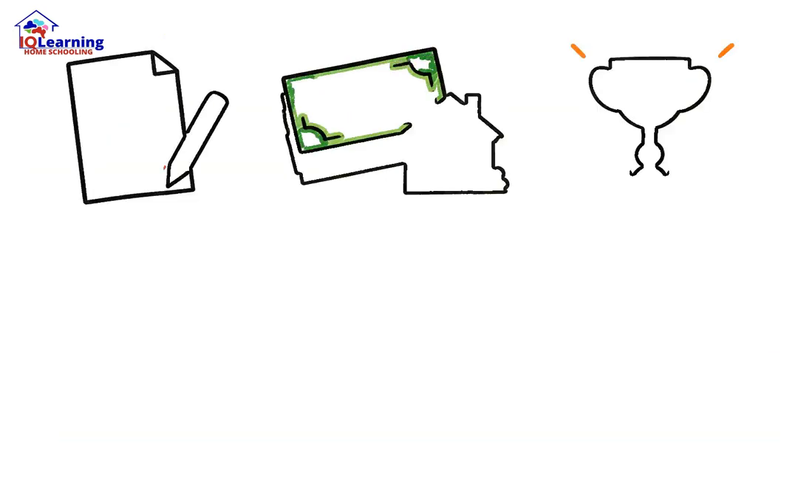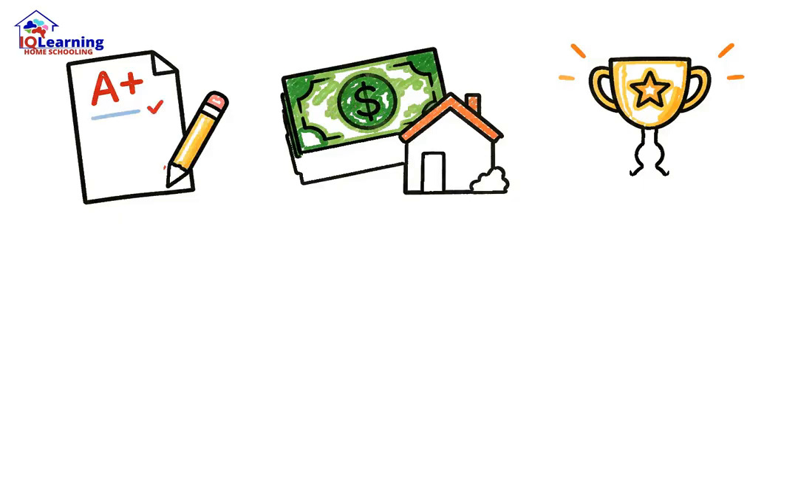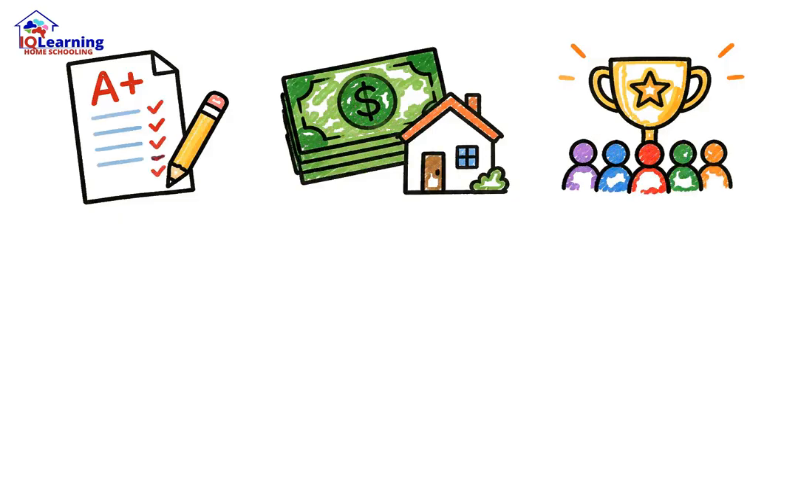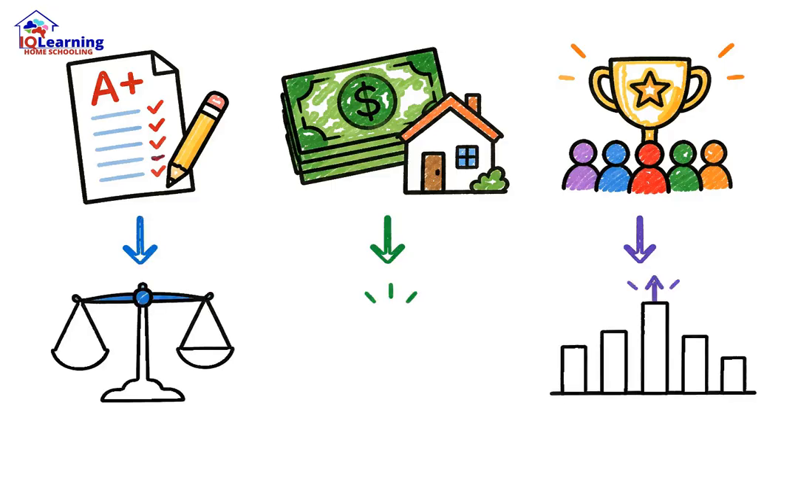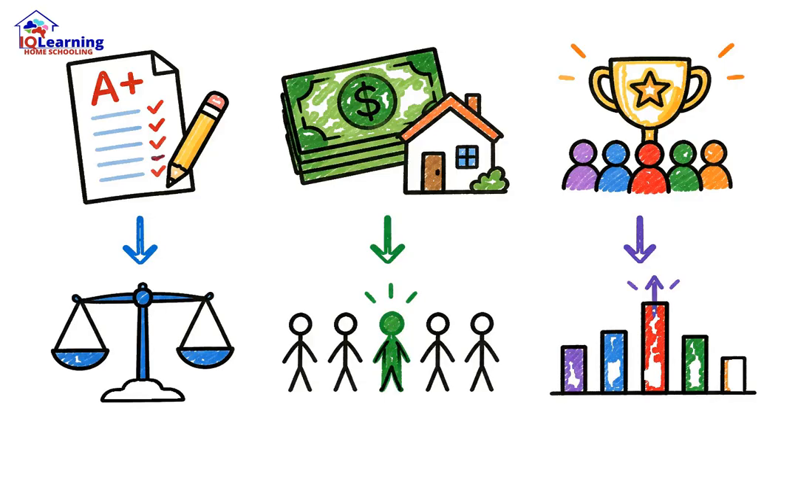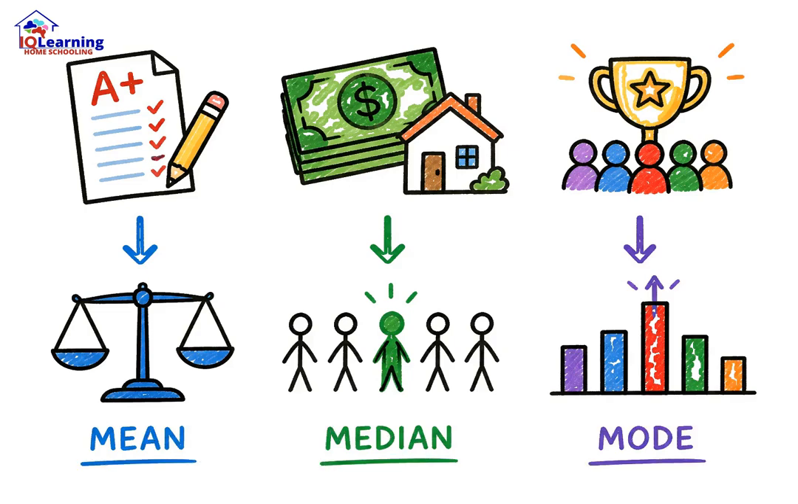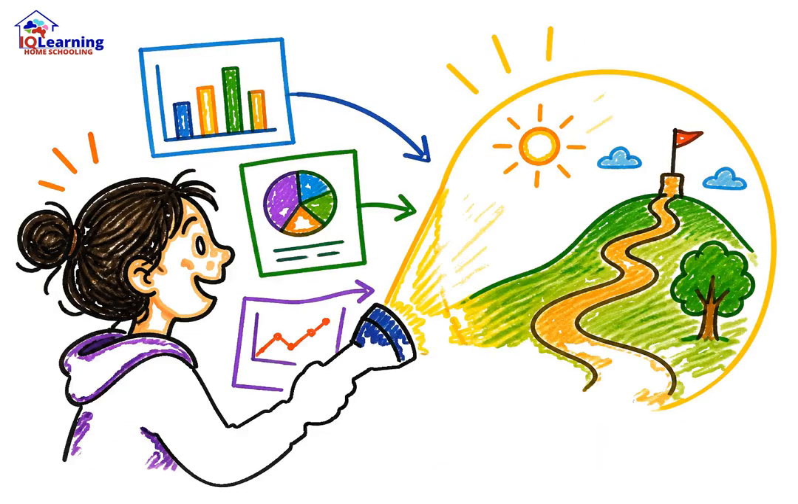So, a quick rule of thumb: use the mean for school grades, where every point counts. Use the median for money, like salaries and house prices, to get the true picture. And use the mode to find out what's most popular. Knowing the difference lets you see the real story the numbers are telling.